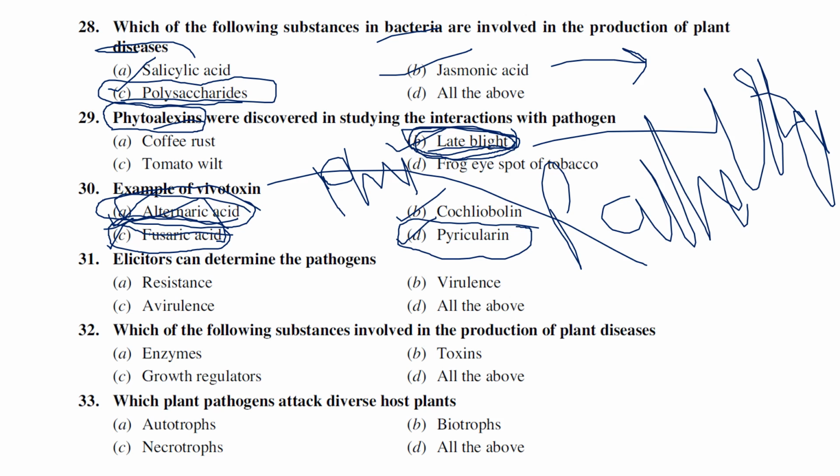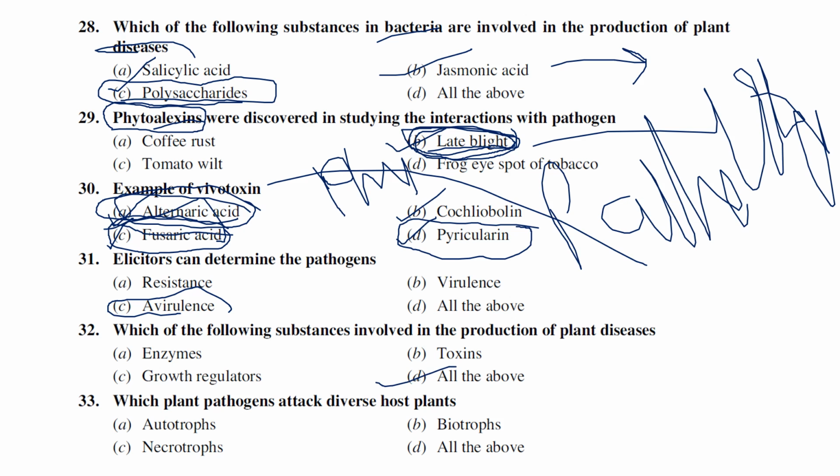The next one: the elicitor determines the pathogen's resistance. So what does the elicitor actually determine? Resistance, virulence, avirulence, all the above. Generally, this elicitor determines the avirulence. Okay. So which of the following substances are involved in the production of plant diseases? Enzymes, toxins, growth regulators, all the above.